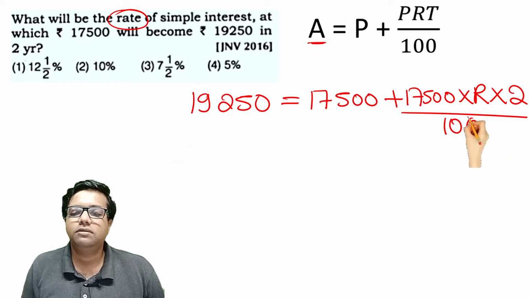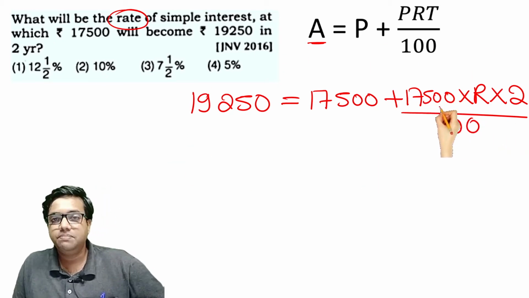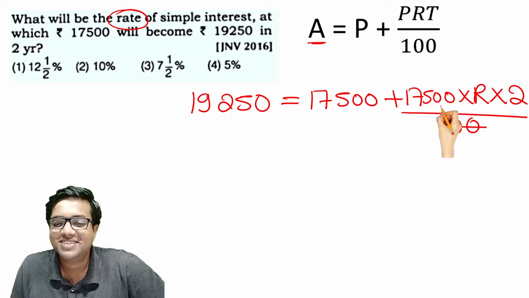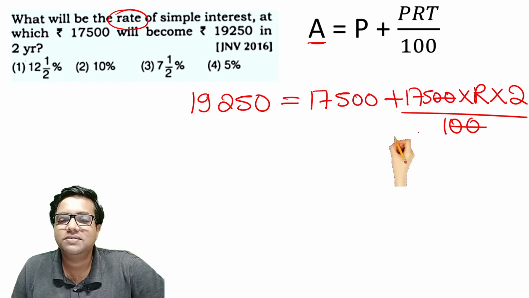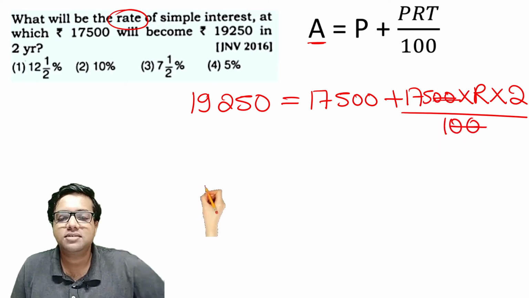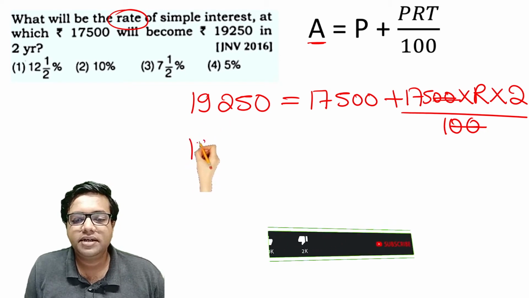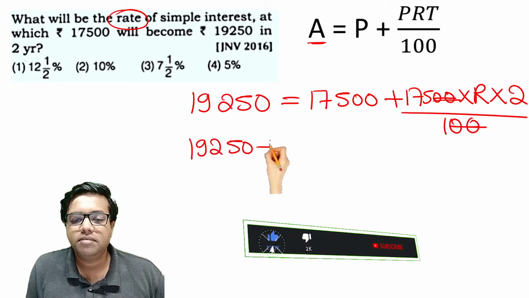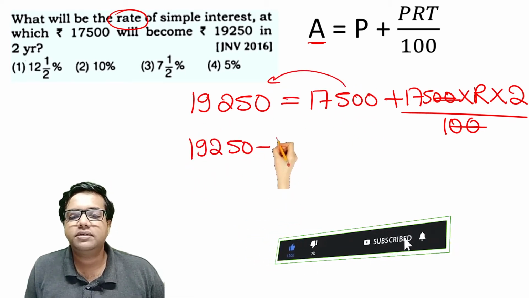We just have to solve this in order to find the rate of simple interest. Let us solve this. Two zeros get cancelled away, so you are left with 19,250 minus this 17,500, which will cross over with a negative sign.